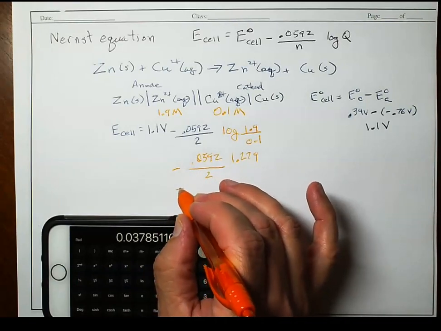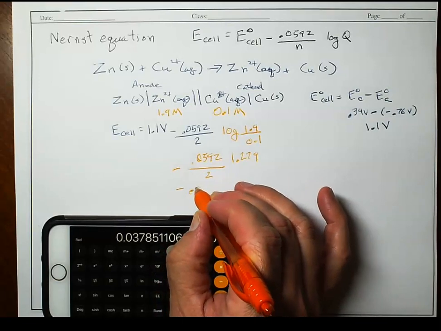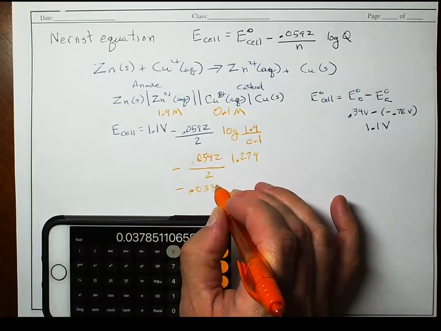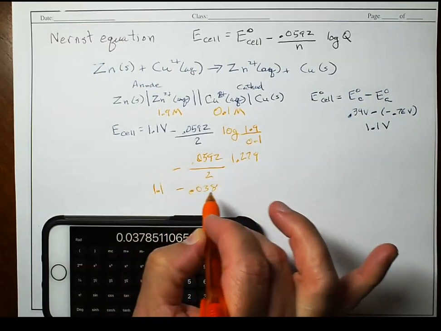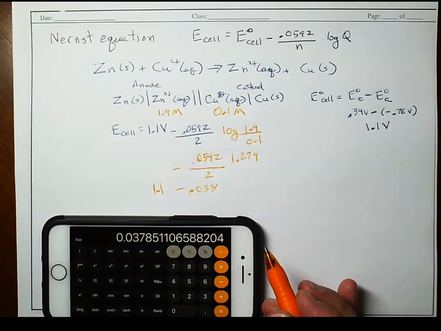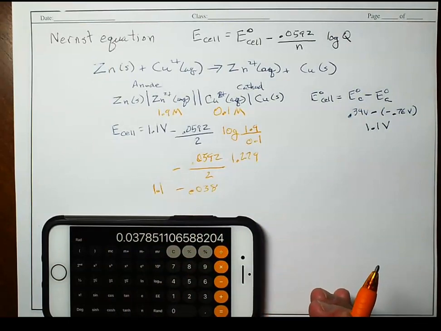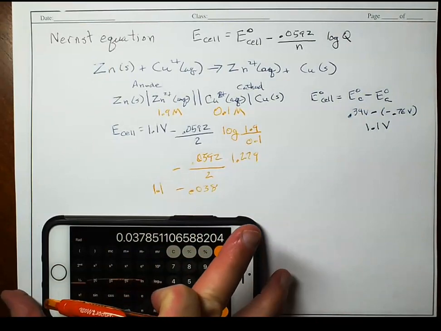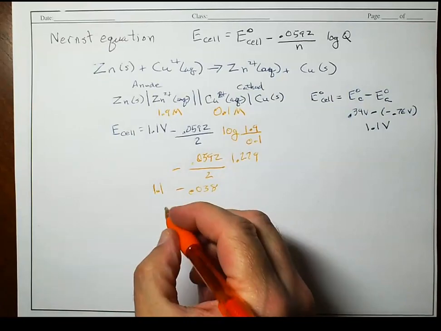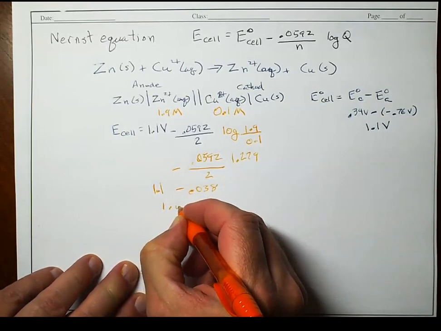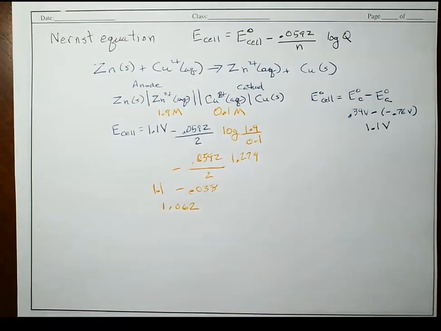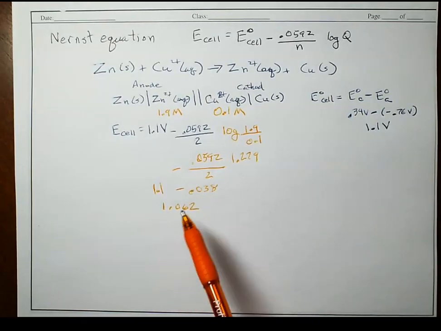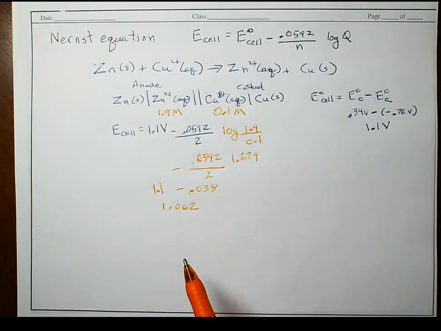So we're going to say minus 0.038. So it's 1.1 minus 0.038, and that'll be 1.062. Not a huge difference in that particular example, but that is the way it would work.